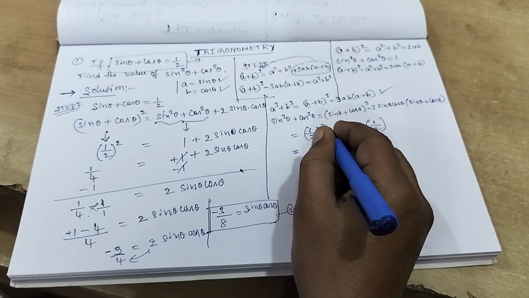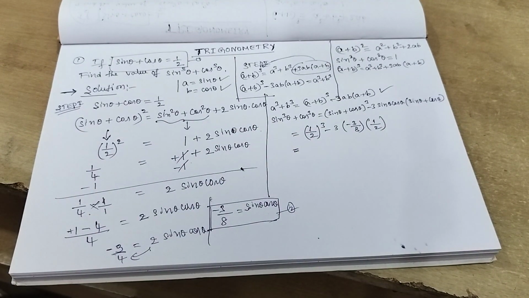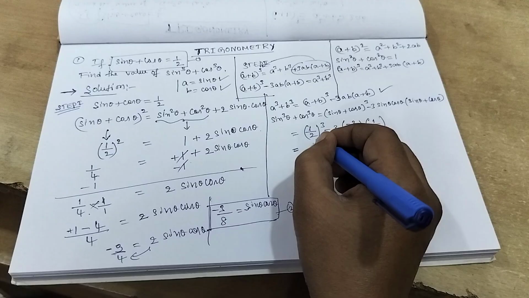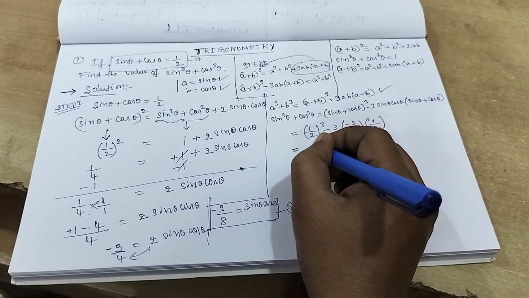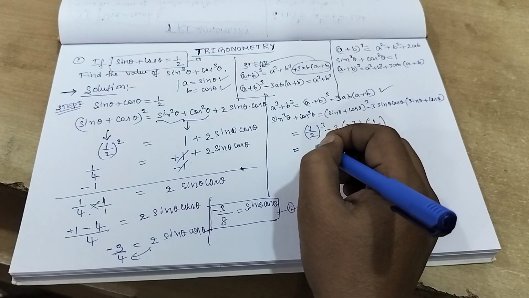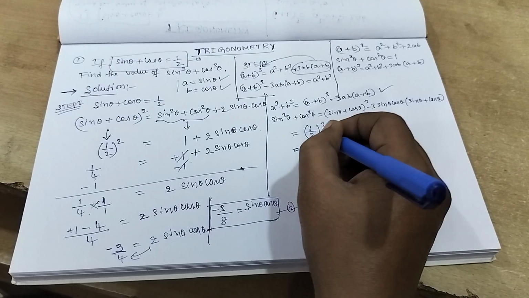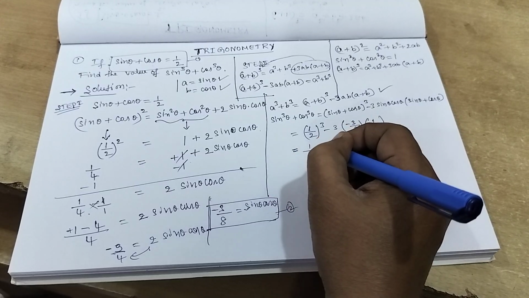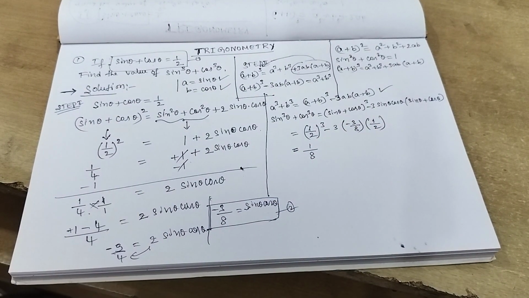So 1 over 2 whole cube, that means 1 over 2 will repeat thrice. So 1 over 2 times 1 over 2 times 1 over 2. So in the numerator we have 1 times 1 times 1, that is 1 itself, and in the denominator we have 2 times 2 times 2, that is 8. So 1 over 2 whole cube is nothing but 1 by 8, right?